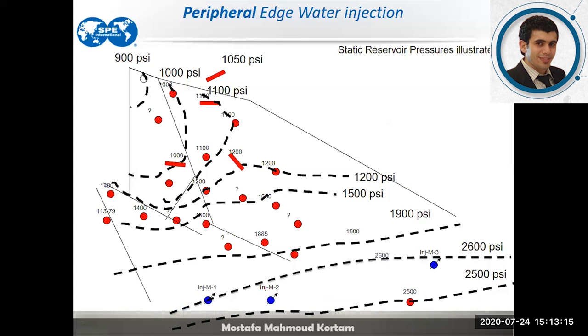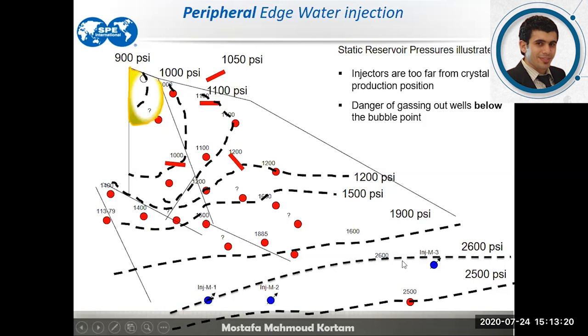So also, when they reviewed the static reservoir pressures, they found that the injectors are very far from the crestal part. That led the pressure to fall below the bubble point, and some gas was produced, forming a small gas cap. So getting gas out of the wells here was a critical issue that should be avoided.